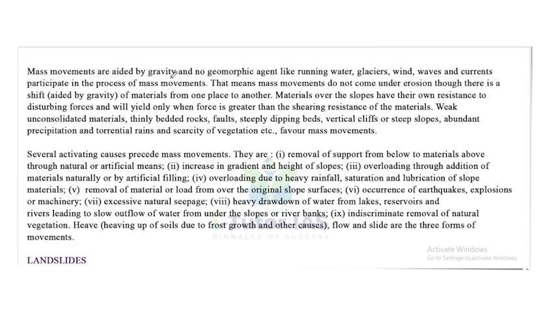Mass movements are aided by gravity, and no geomorphic agent like running water, glaciers, wind, waves, and currents participate in the process of mass movements. That means mass movements do not come under erosion though there is a shift of materials from one place to another. Materials over the slopes have their own resistance to disturbing forces and will yield only when the force is greater than the shearing resistance of the material.